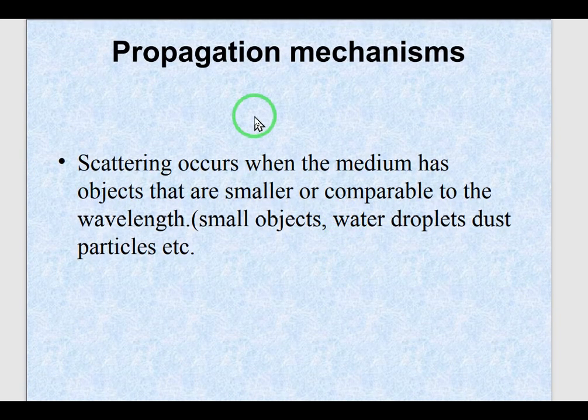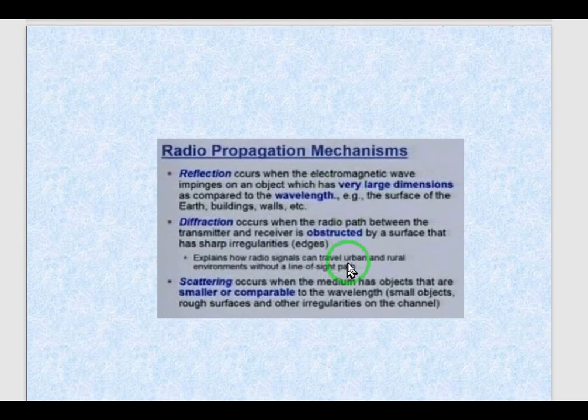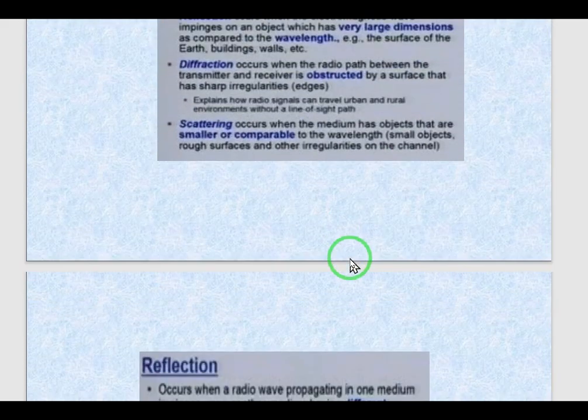Scattering is also a propagation mechanism, which occurs when the medium has objects that are smaller than or comparable to the wavelength. That is when scattering occurs. This propagation mechanism occurs when the medium has objects smaller than or comparable to the wavelength. Then scattering occurs. This is the explanation of the radio propagation mechanisms.